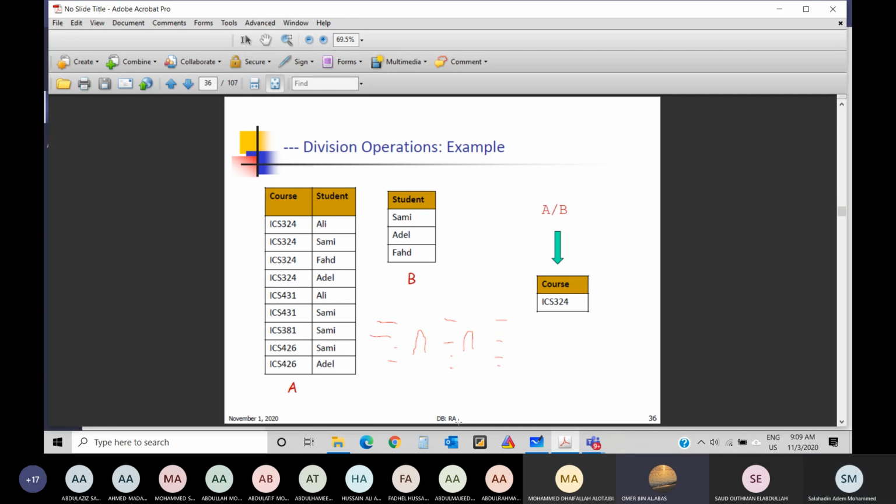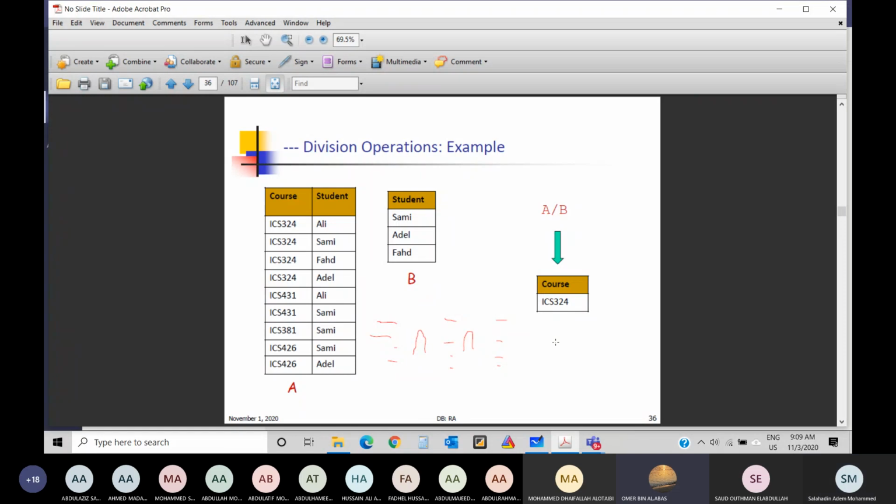Doctor, you said that in general, the division means the columns which are in A, but not in B, like this one. Course is the output. And why is course the output? Why not student? Because student is in both of them, but course is not. Course is only in A.